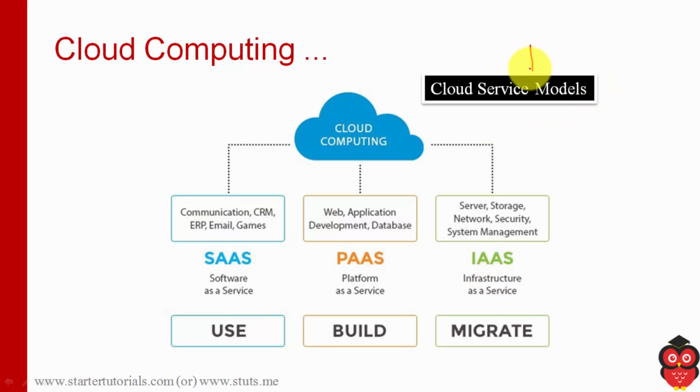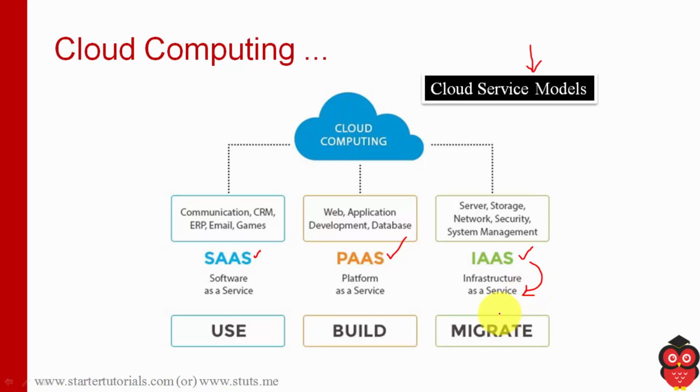Next, cloud service models. As I told you, cloud provides different resources like CPUs, that is compute, networking and storage. So in what way are they provided, or in which way can we subscribe to those resources? There are generally three service models: SaaS, PaaS and IaaS. First let's see IaaS. It is called infrastructure as a service.